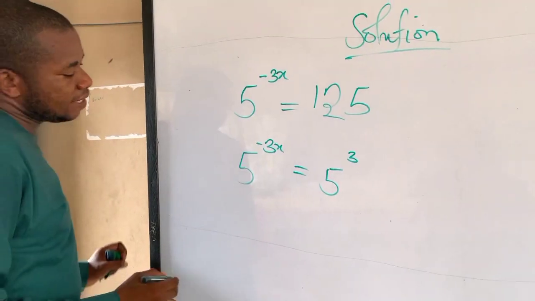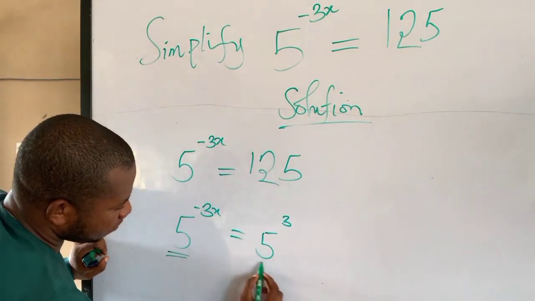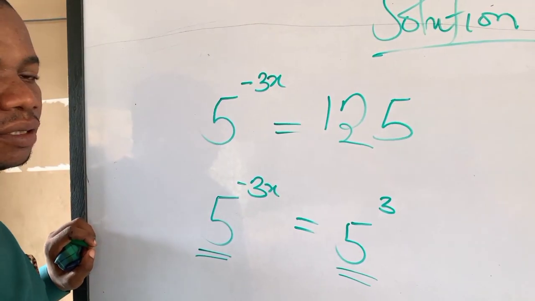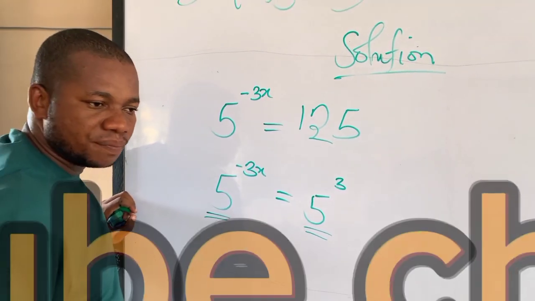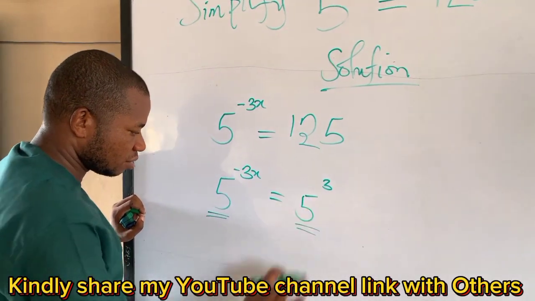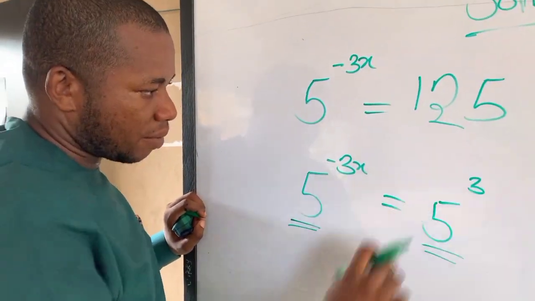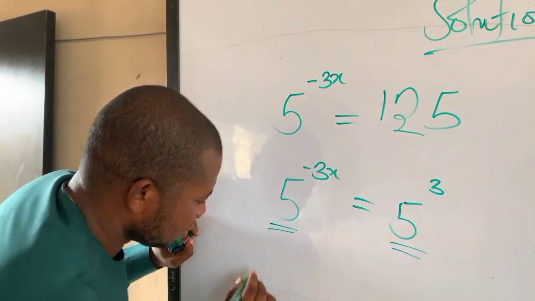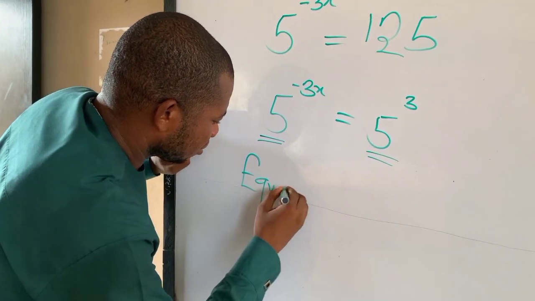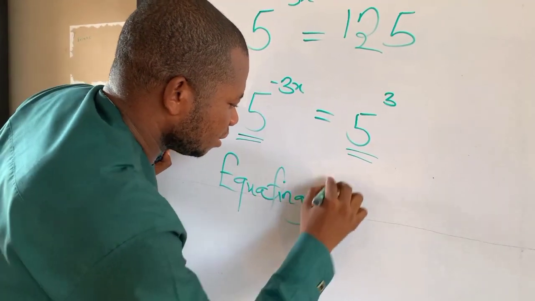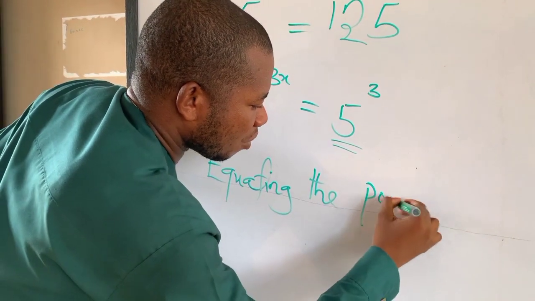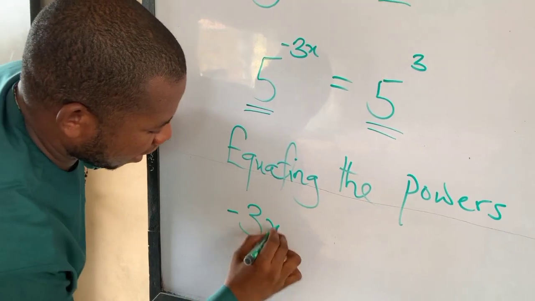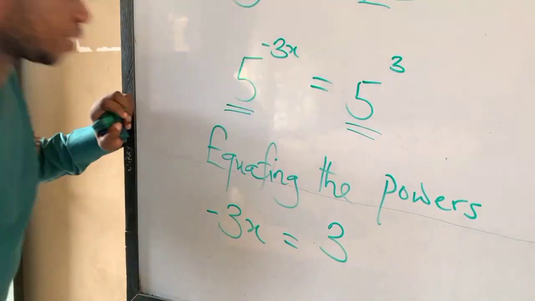Okay. Now, seeing that the bases are now the same, this is base 5, base 5. Some people will say cancel the base. That is a wrong statement. You don't cancel the base. You leave the base the way it is. Your concentration will be on the power. And what is the word to use? You say equating the powers. So we now say equating the powers. So we have -3x is equal to 3.